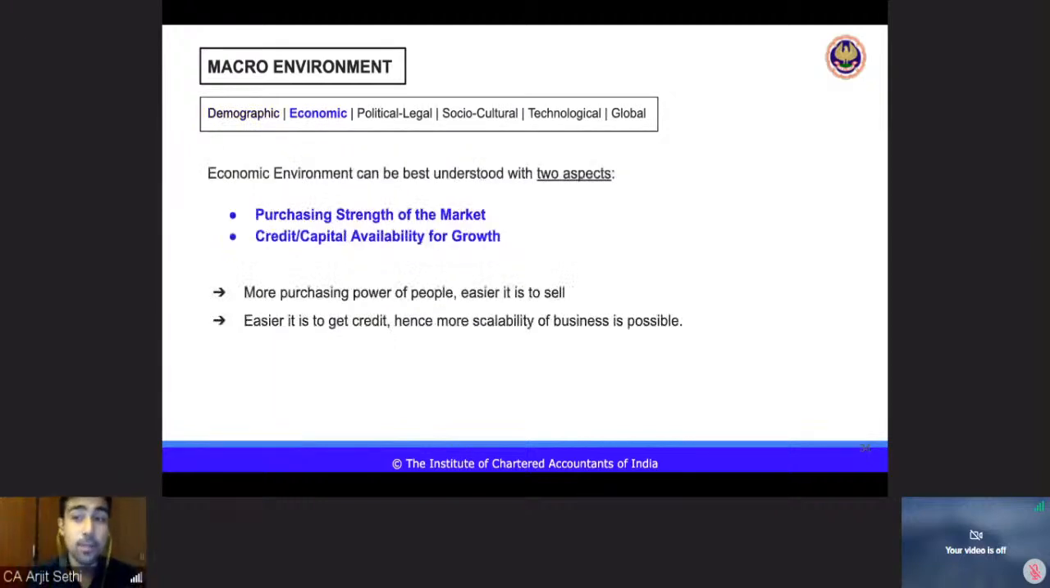The second component of macro environment is economic, like economic components. What are the economic components of macro environment? So the first one is, give me a second.